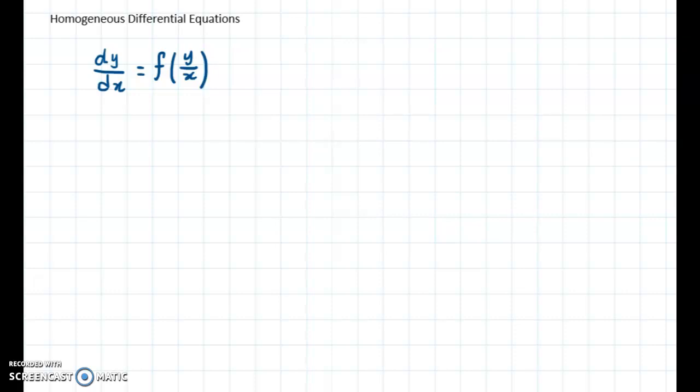We are not going to discuss why these equations are called homogeneous. We just want to know that they are of this form and that the substitution that we need to use is the following. We are going to say that y of x is the same as a new function v of x multiplied by x. This is our substitution.